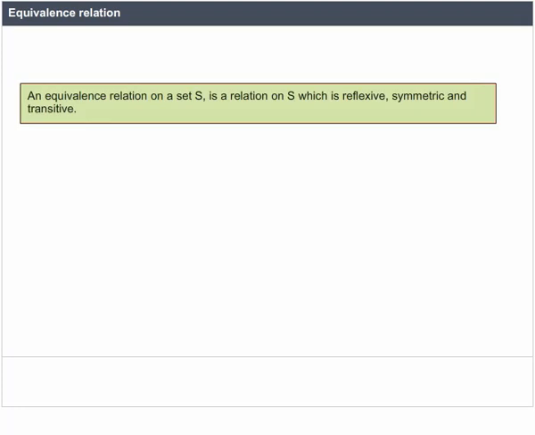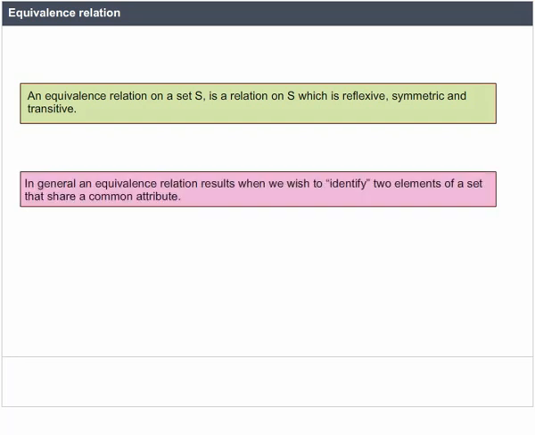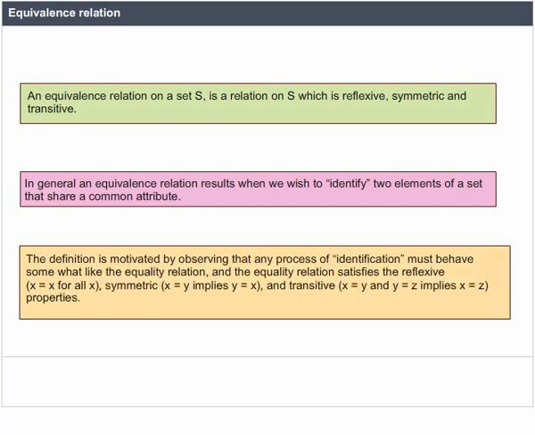Equivalence relation. An equivalence relation on a set S is a relation on S which is reflexive, symmetric, and transitive. In general, an equivalence relation results when we wish to identify two elements of a set that share a common attribute. The definition is motivated by observing that any process of identification must behave somewhat like the equality relation, and the equality relation satisfies the reflexive property, x equal to x for all x, the symmetric property, x equal to y implies y equal to x, and the transitive property, x equal to y and y equal to z implies x equal to z.